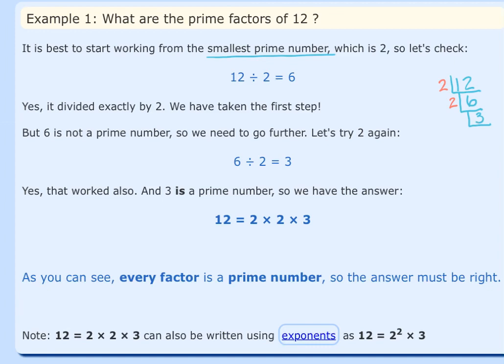What's the smallest prime number that can go into 3? Well, actually, it's just itself. So 3. And then 3 divided by 3 is 1. Once we get to 1, we are done.